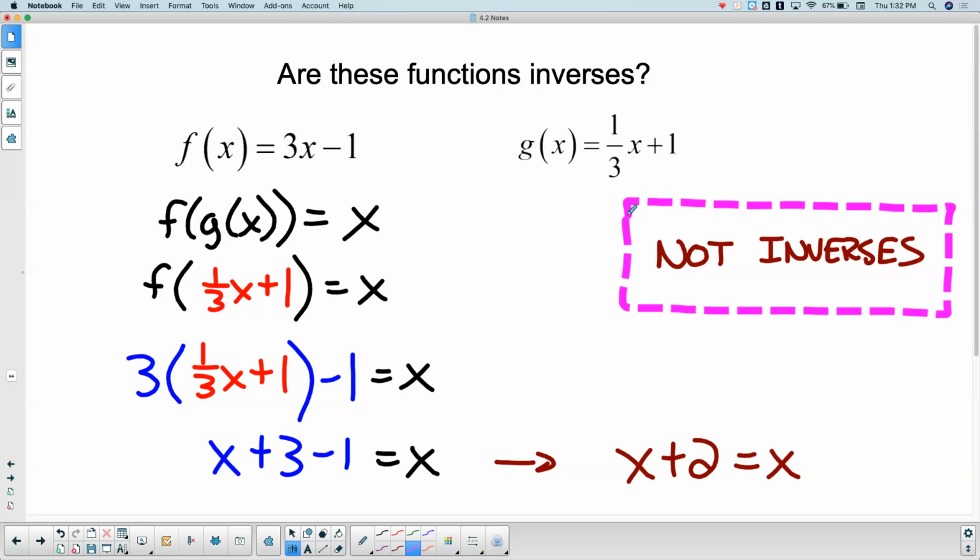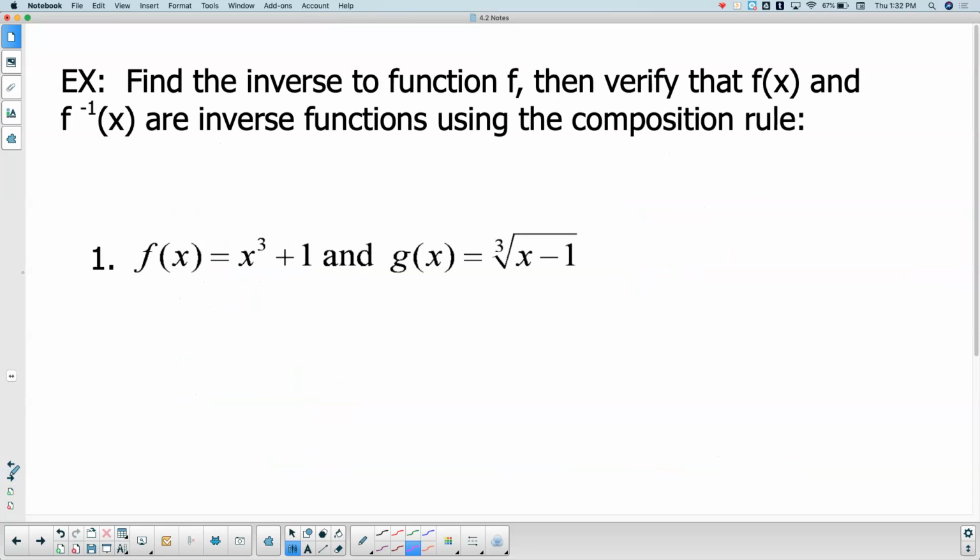On this next slide, what I'd like you to do is, one, find me the inverse. So find the inverse, and then, using the composition, verify it. Find me the inverse first, and then using composition, verify.